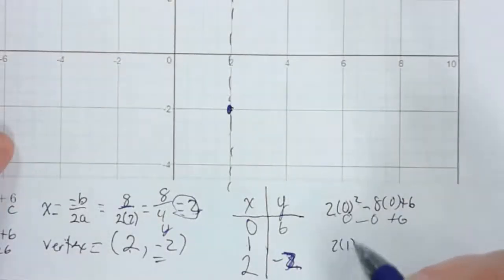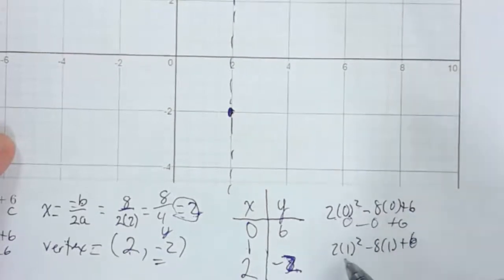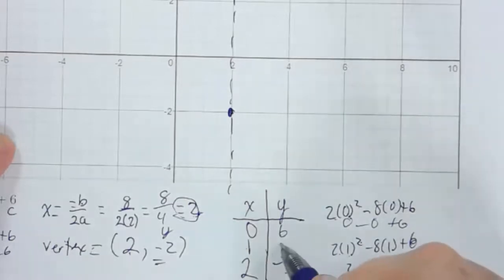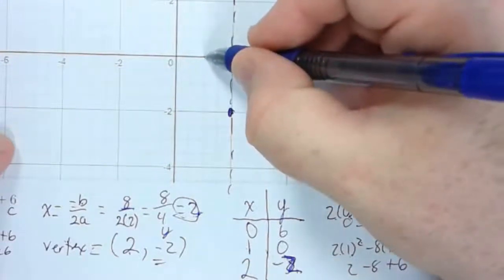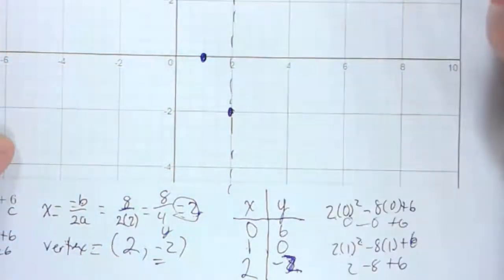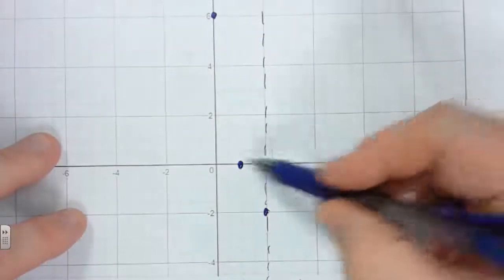And then I'm going to do it again with a 1. So 2 times 1 squared minus 8 times 1 plus 6. 1 squared is 1. Times 2 is 2. Negative 8 times 1 is negative 8 plus 6. 2 minus 8 is negative 6. Negative 6 plus 6 is 0. So I have 1, 0. I'm going to go plot that over 1, 0. Okay, so now all I got to do is reflect these points across that line.